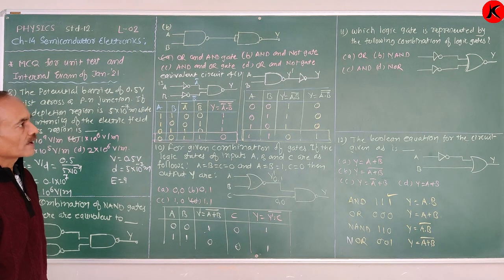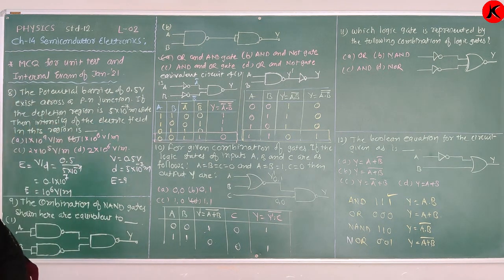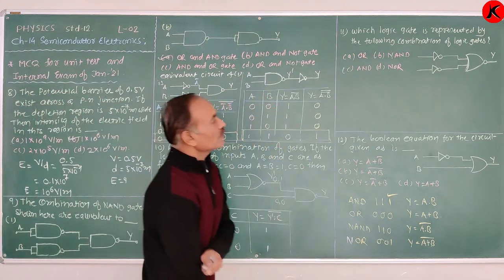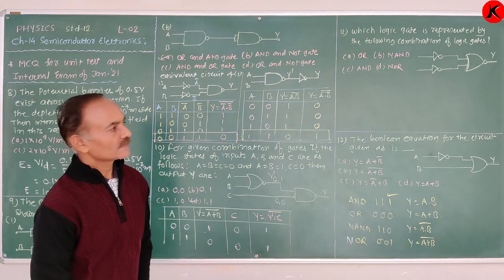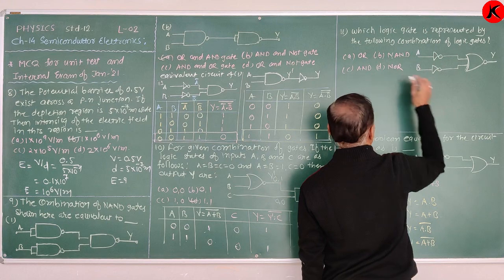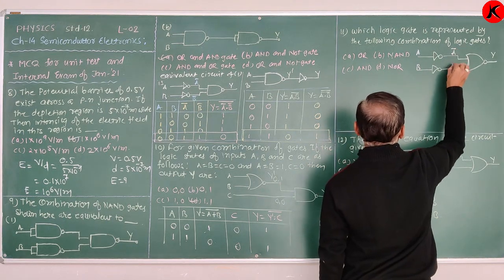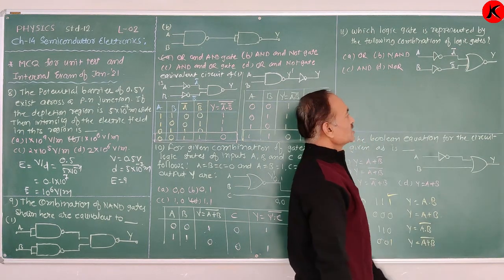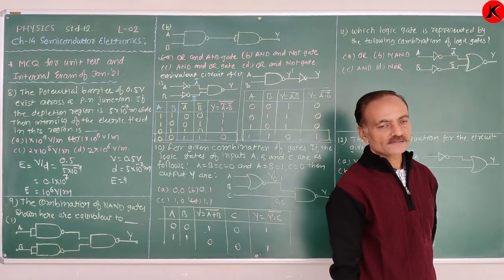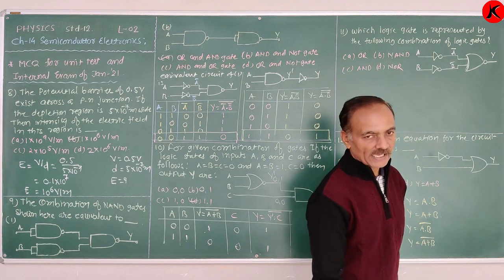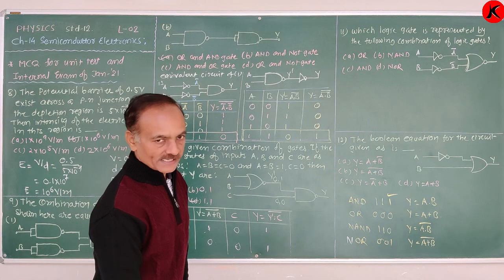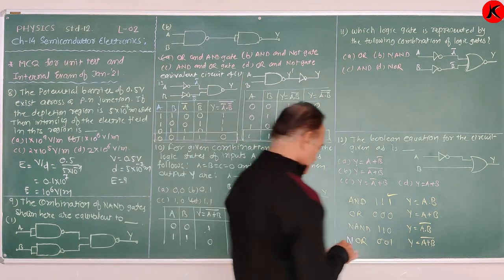Okay. Now next, which logic gate is represented by the following combination of logic gates? Here the A and B is given as the input of a NOT gate. Therefore it is converted to A bar, B bar. So inverted A and B are given as the input of NOR gate. So what should be the output? 1. So this combination of the gate acts as OR gate. So we prepare the truth table for this.